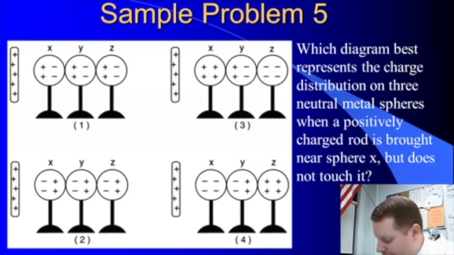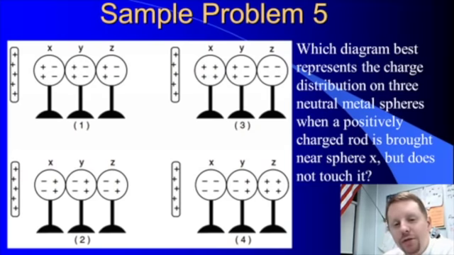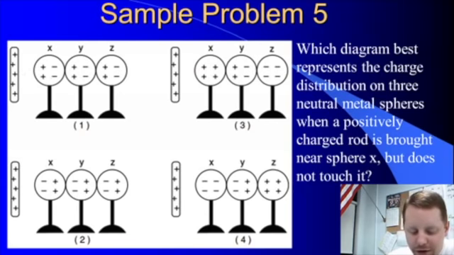One last sample problem here. Which diagram represents the charge distribution on 3 neutral metal spheres when a positively charged rod is brought near sphere X but does not touch it? Well, since we have metal spheres and they're touching, the charge can move back and forth between them. So if we have a positive charge here on the left in all of these diagrams, that means that the negative charges, the free electrons in those metal spheres, are going to want to go near that positive charge.